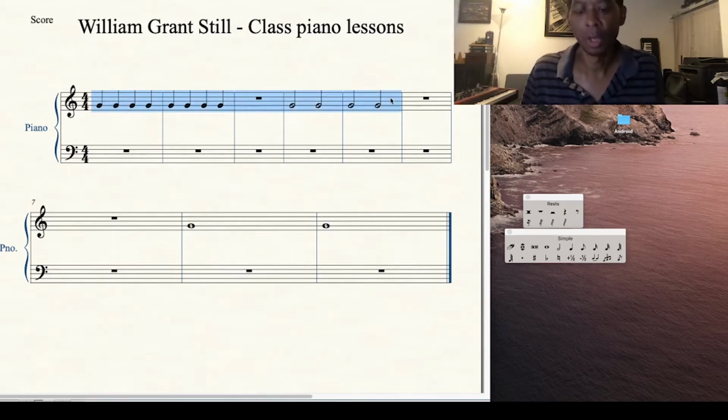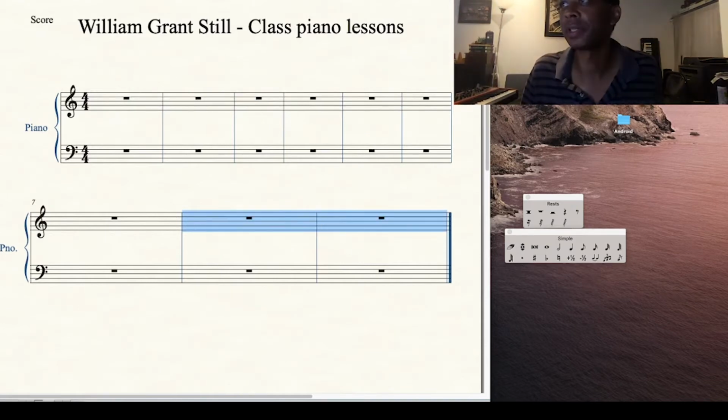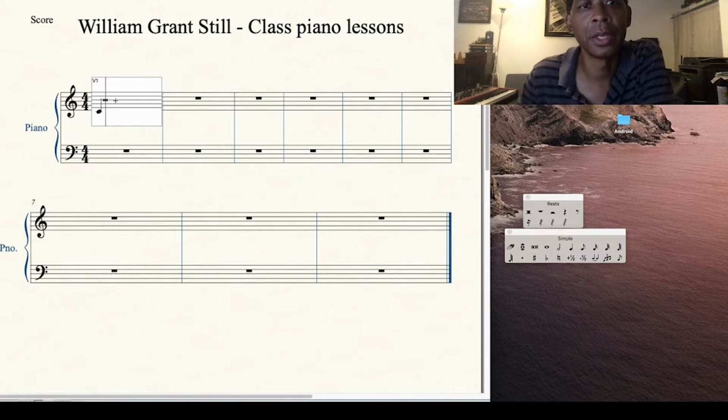So let's delete that, and come over here and delete this as well, so that we're working with a clean slate. Now I'm going to come over here and we're going to start. The first note I want you to know about is C. This C is very important.